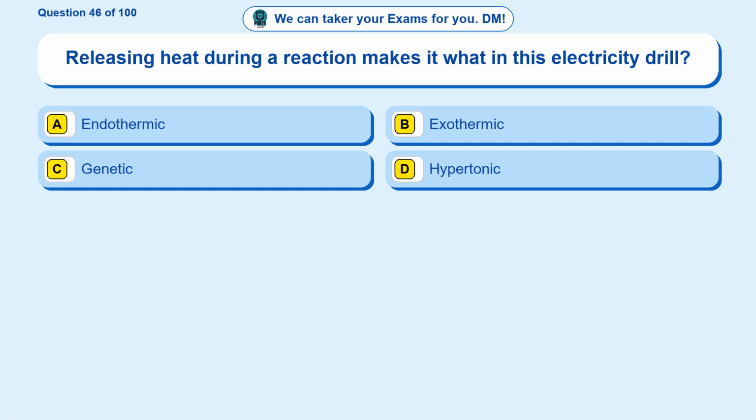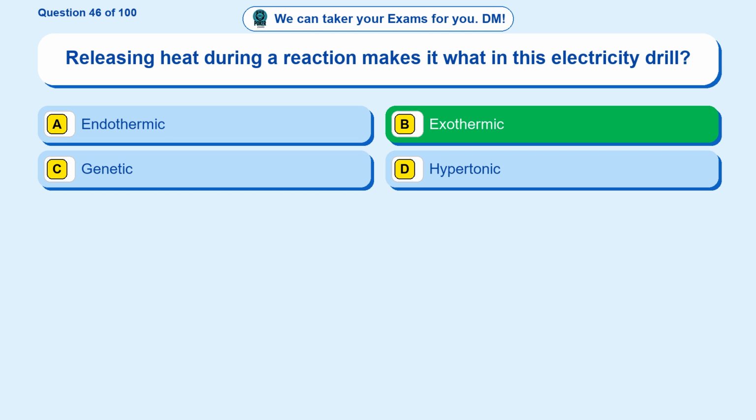Question 46. Releasing heat during a reaction makes it what in this electricity drill? Option A, endothermic. Option B, exothermic. Option C, genetic. Option D, hypertonic. The correct answer is option B.